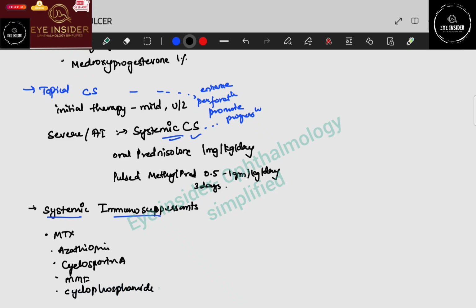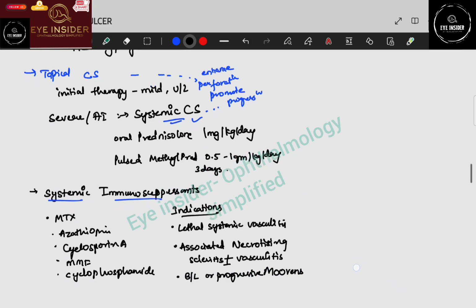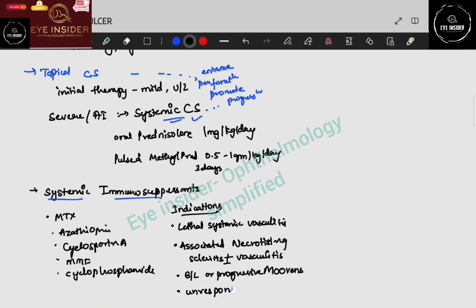In case of very lethal systemic vasculitis, or if there is some ocular manifestation such as necrotizing uveitis with or without vasculitis, and bilateral or a progressive Mooren's ulcer, which we will discuss in some time, and if the patient is unresponsive to medical or surgical therapy, then we have to add systemic immunosuppressants.